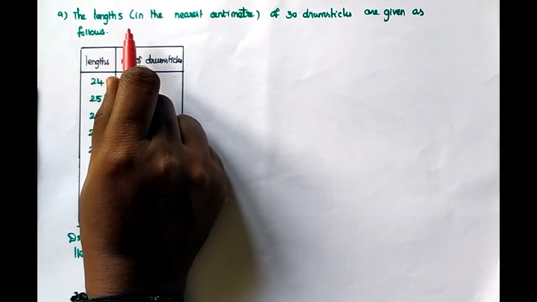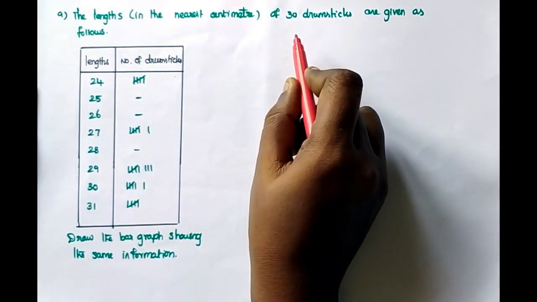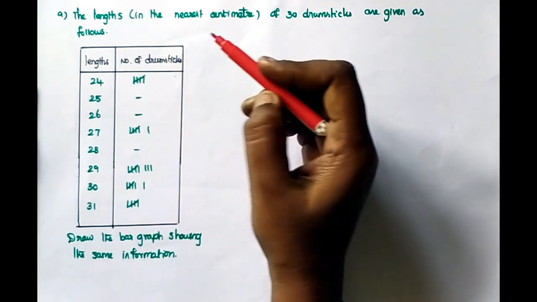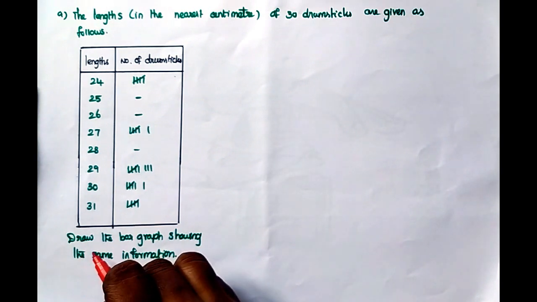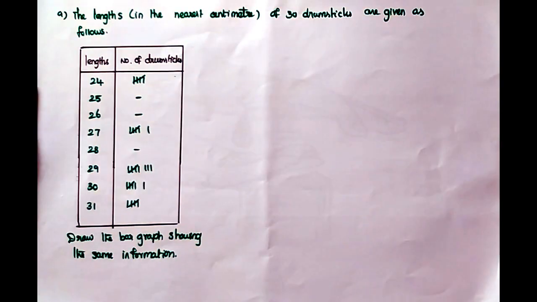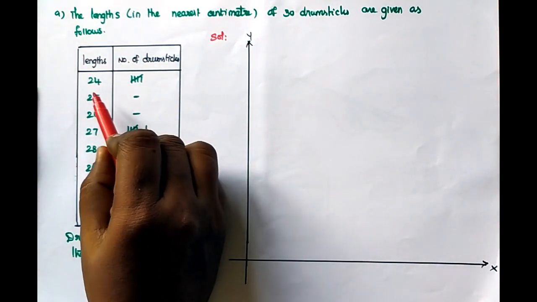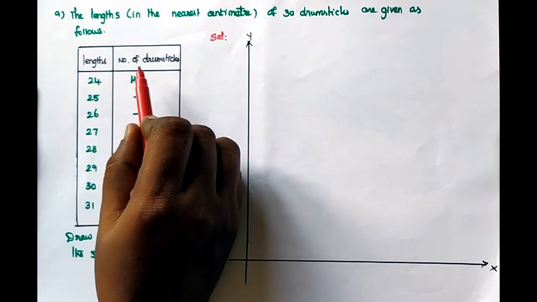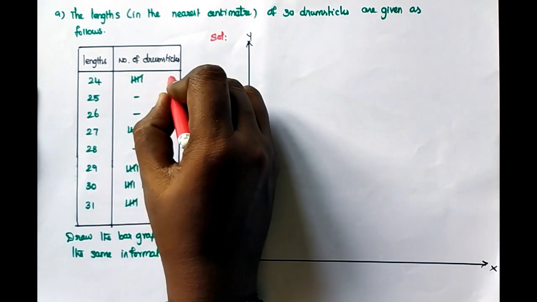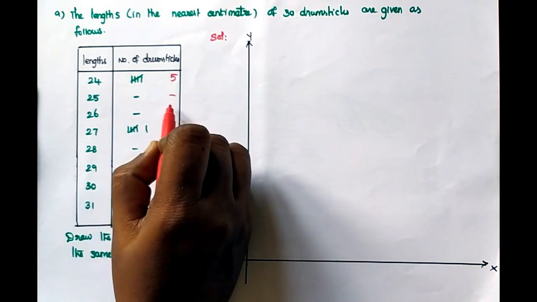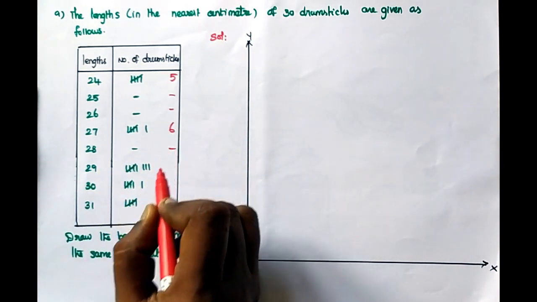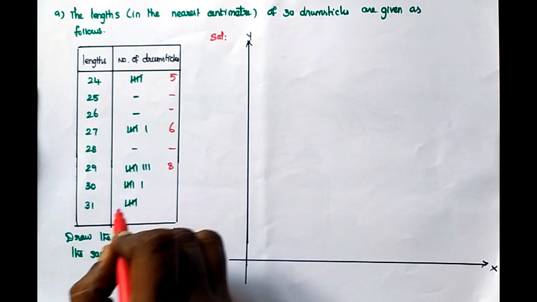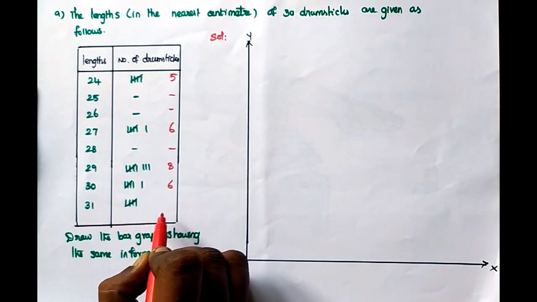Ninth sum, the length in the nearest centimeter of 30 drumsticks are given as follows. They have given the length and number of drumsticks, and draw the bar graph showing the same information. We have to draw the bar graph for that. First, length 24 centimeter, how many drumsticks are there? 5. And 25, 26 are not there. Then 27, 6. 28 is not there. 29, 8. 30, 6. 31, 5.